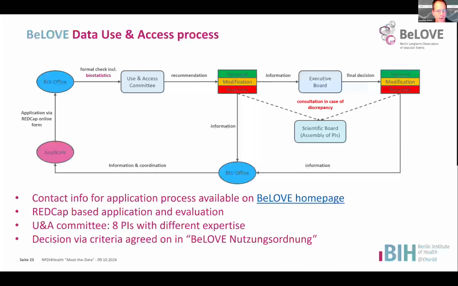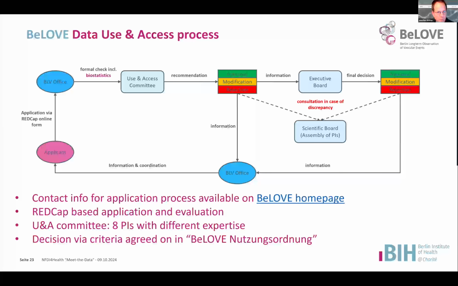So after reviewing an application, the use and access committee will make one decision. The application can be approved, or it can warrant a revision process, or maybe it's approved under specific conditions, or only if some modifications are made. An application can also be rejected if it does not fulfill the criteria which are listed here in the slides before.